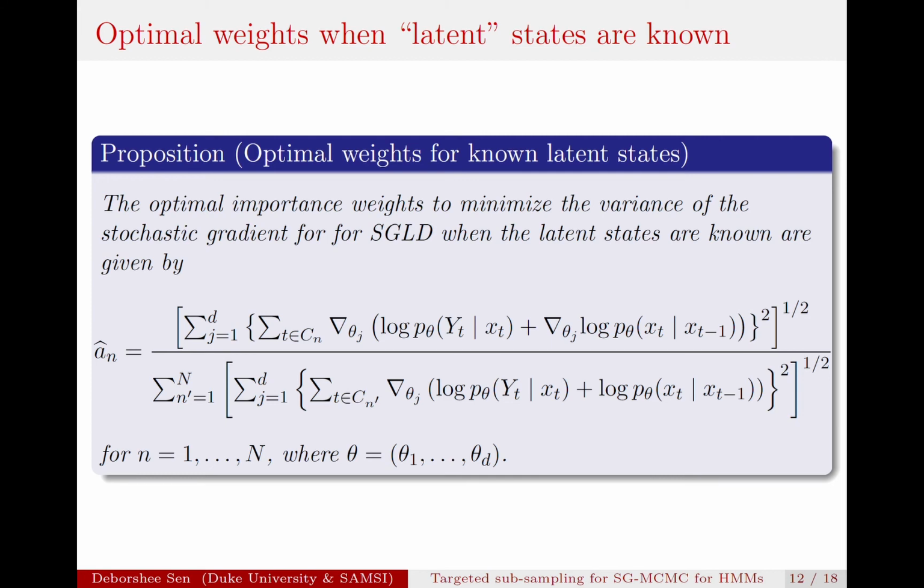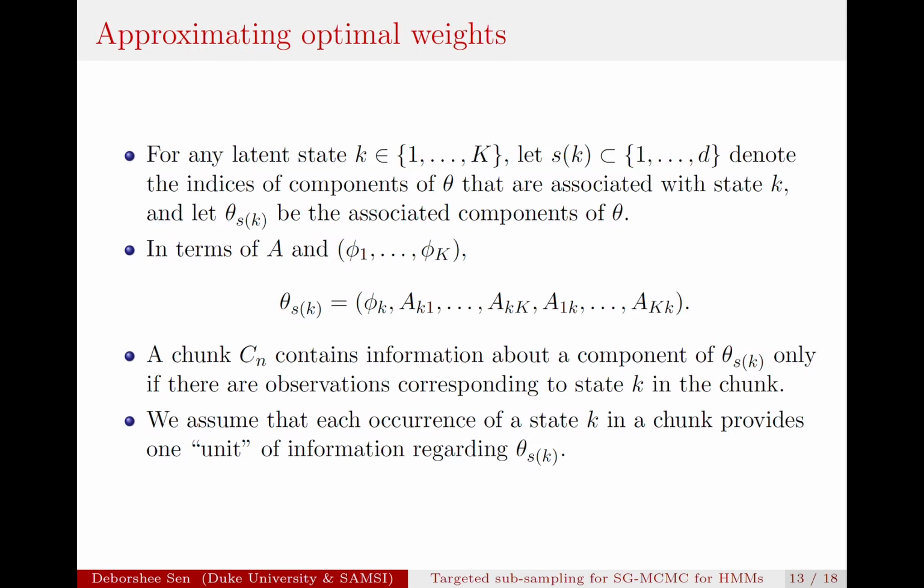So we are going to use this idea to get some heuristics about how to choose the weights. Consider a latent state k, and let S_k be the indices of components of theta that are associated with k, and theta_{S_k} are the associated components of theta. So basically theta_{S_k} are all the components of theta that have to do anything with the state k. For example, in terms of the transition matrix and emission parameters, this is the emission parameter for the kth state, and then all the transition parameters to and from the kth state. So basically this is just everything that has to do with state k.